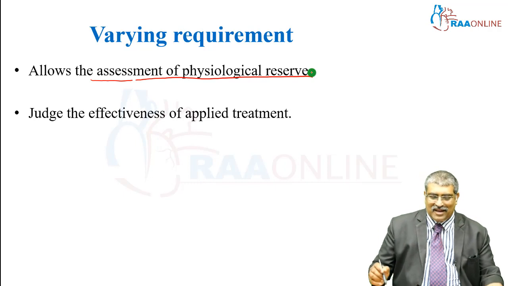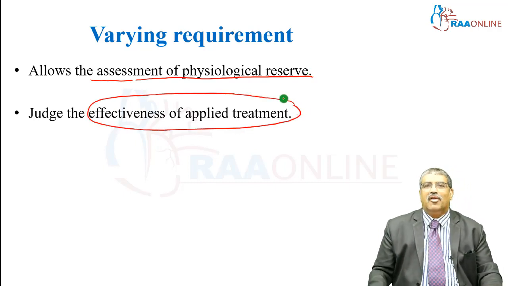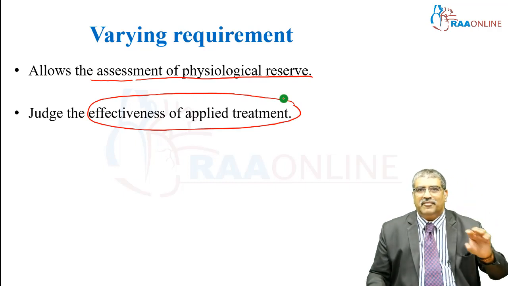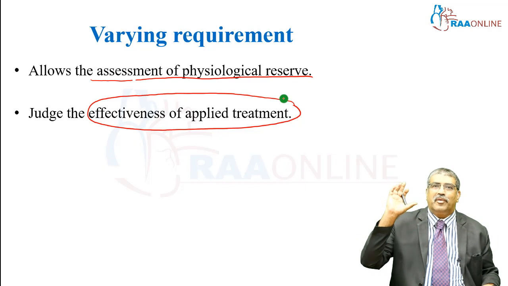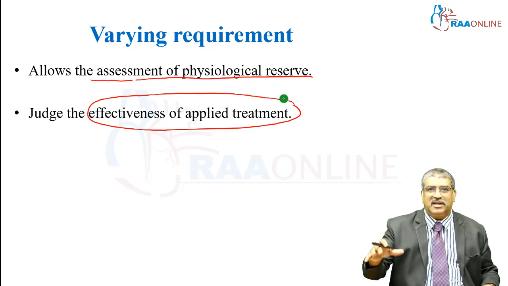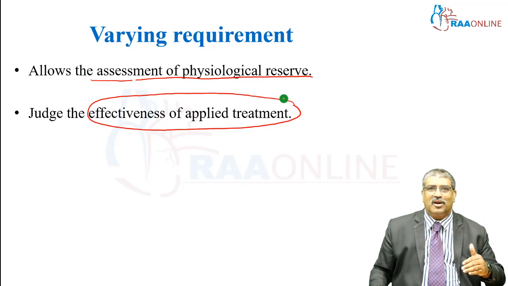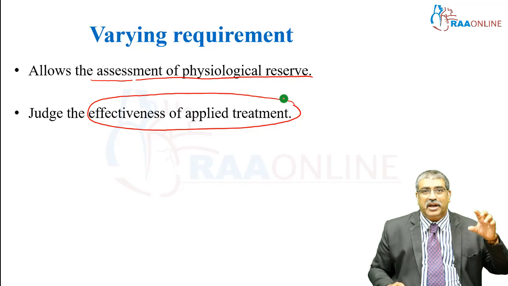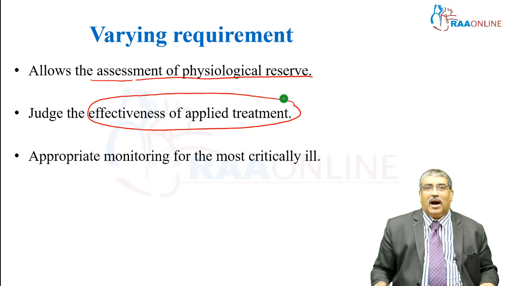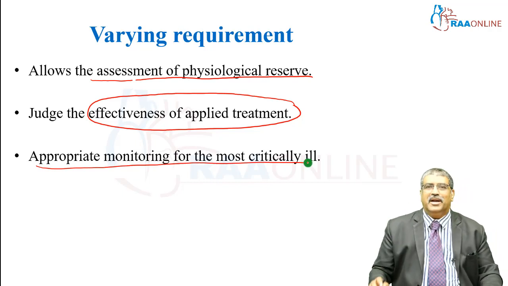Next, it judges the effectiveness of the applied treatment. For example, if you have started a vasoconstrictor, whether the blood pressure has come up or not. If blood pressure is very high, you have started a vasodilator, whether the blood pressure is coming down or not. So, it helps in assessing the effectiveness of the treatment you apply. And the most important thing is, you have to go for an appropriate monitoring.